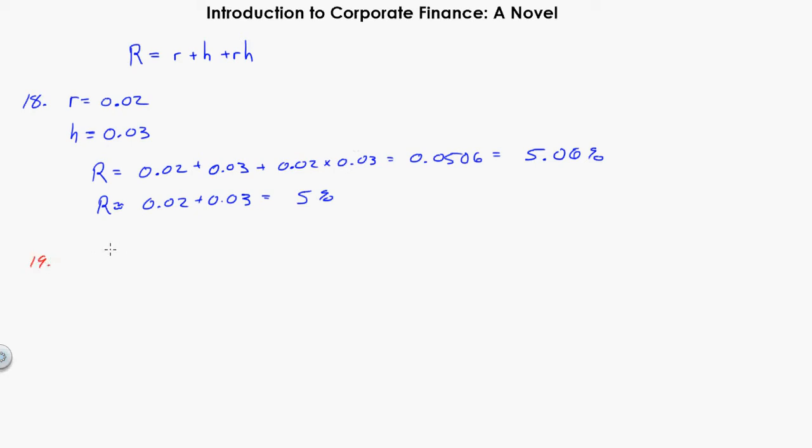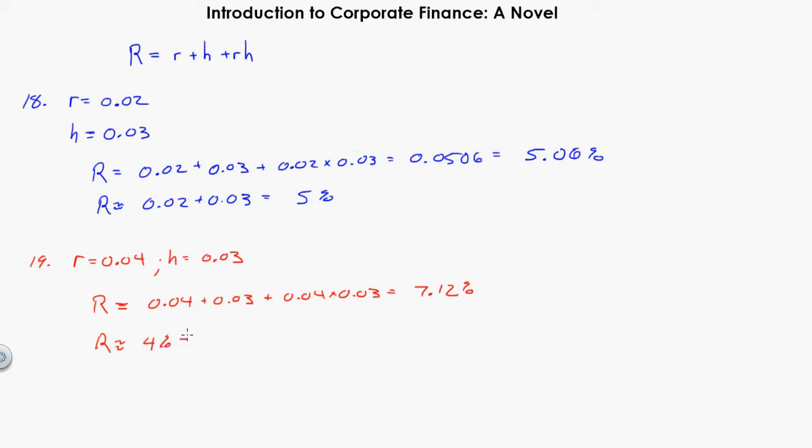Alright, if we go to number 19, we're just repeating the same thing, and we have the real rate is equal to 4%, and we have the inflation rate is equal to 3%. So the nominal rate is equal to 4% plus 3% plus 0.04 times 0.03, that's equal to 7.12%. Now I just change from decimal to percentage form. If I'm going to do this approximately, I do the squiggly signs, and here 4%. I'll just do this in percent because it's easy enough just adding those two numbers, and that's exactly 7%.